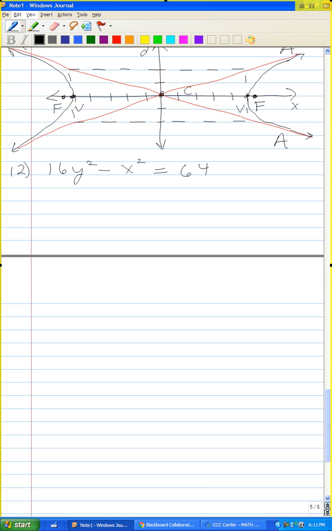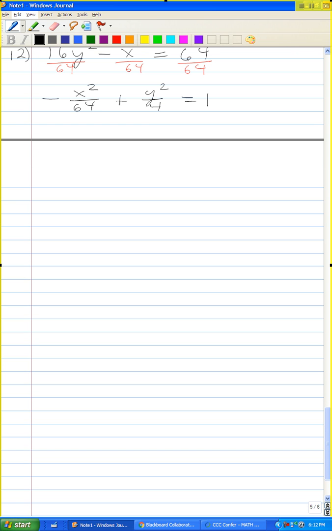Okay, so let me do problem number 12. First off, let me divide both sides of my equation by 64. And I'll write the x squared first. So I get negative x squared over 64 plus y squared over 4, since 64 divided by 16 is 4, is equal to 1. Okay, so now it's in standard form.